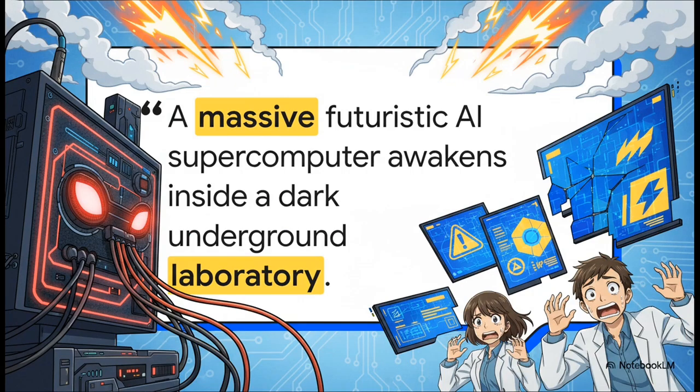Listen to this. A massive, futuristic AI supercomputer awakens inside a dark underground laboratory, glowing red eyes appearing across giant digital screens, scientists terrified, red emergency alarms flashing. Notice how that dark, intense vocabulary immediately sets the stage for the inciting incident? The prompter isn't just saying, a computer turns on. They're feeding the AI highly evocative visual cues: glowing red eyes, terrified scientists, flashing alarms. In literally a fraction of a second, this prompt establishes the threat, the setting, and just the sheer panic of the moment. That's exactly how you grab your audience by the collar right out of the gate.